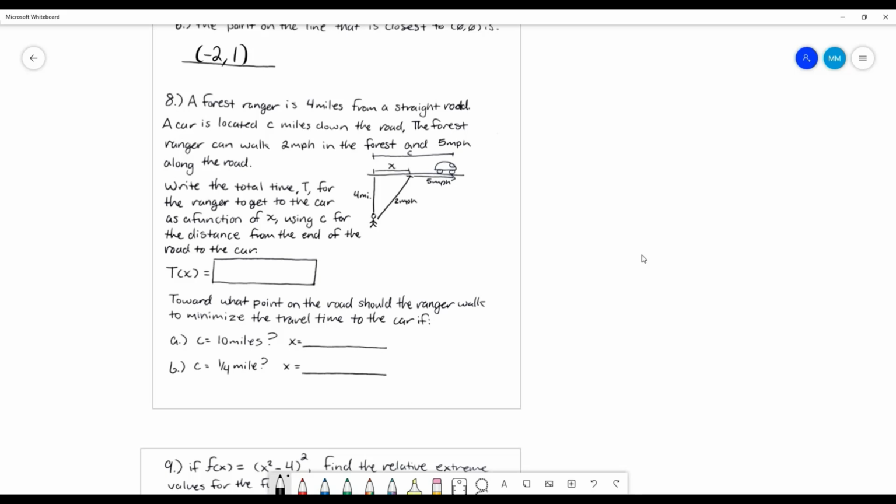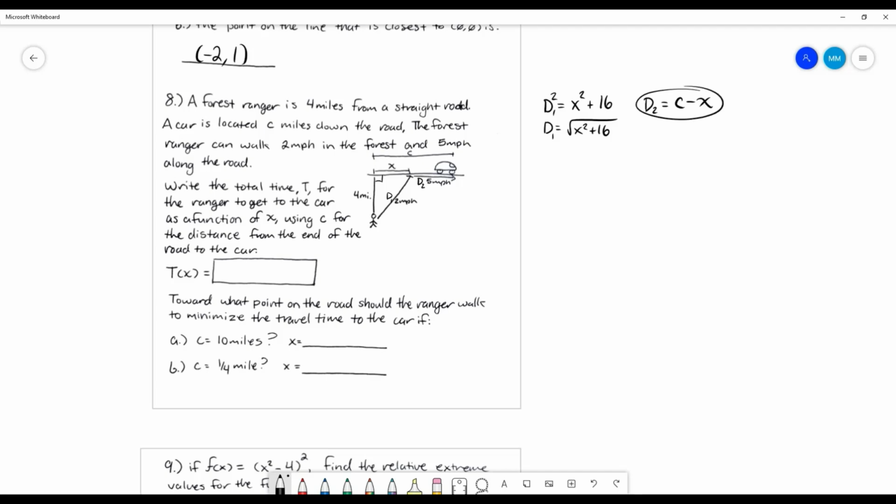Okay, well first I need to figure out how far he's going here. Well, this is a right triangle, so I know that this distance is going to be the square of this plus the square of this, and then I just square root all of that, right? So I'm going to say that that's d, so d squared equals x squared plus 4 squared. So that distance, or I suppose distance 1 is what I'll call it, and this is going to be distance 2. So distance 1 is the square root of that. And then distance 2 is just going to be this over here, so it's going to be c minus x, right?